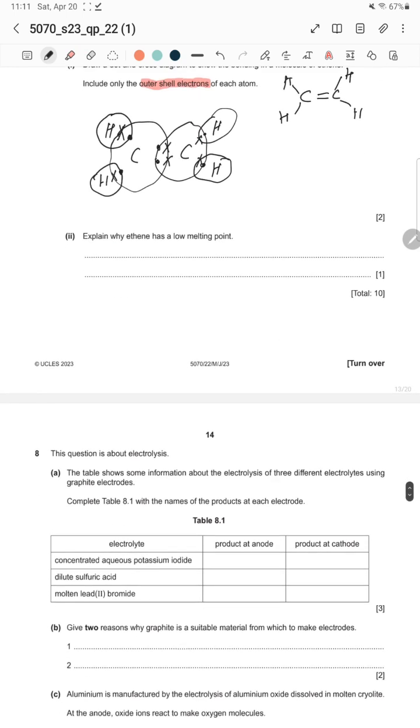Explain why ethene has a low melting point. Due to weak intermolecular forces of attraction. Covalent compounds have weak intermolecular forces of attraction and ionic compounds have strong electrostatic forces of attraction.